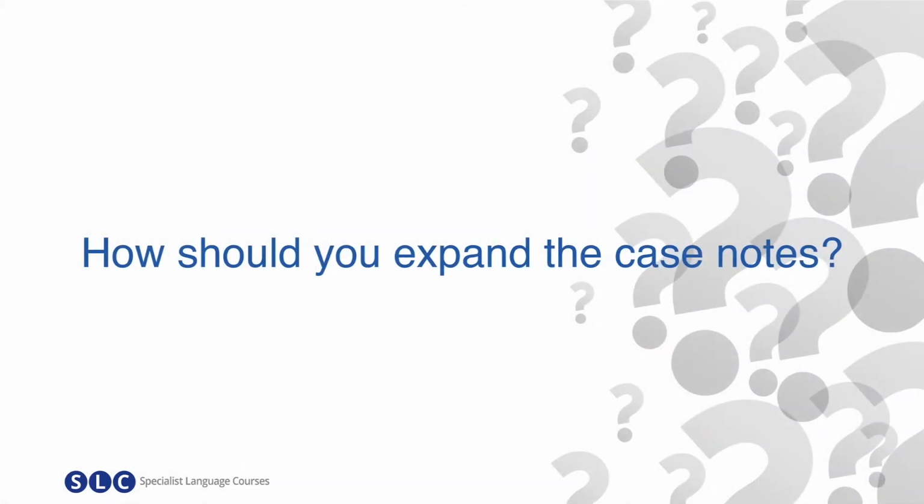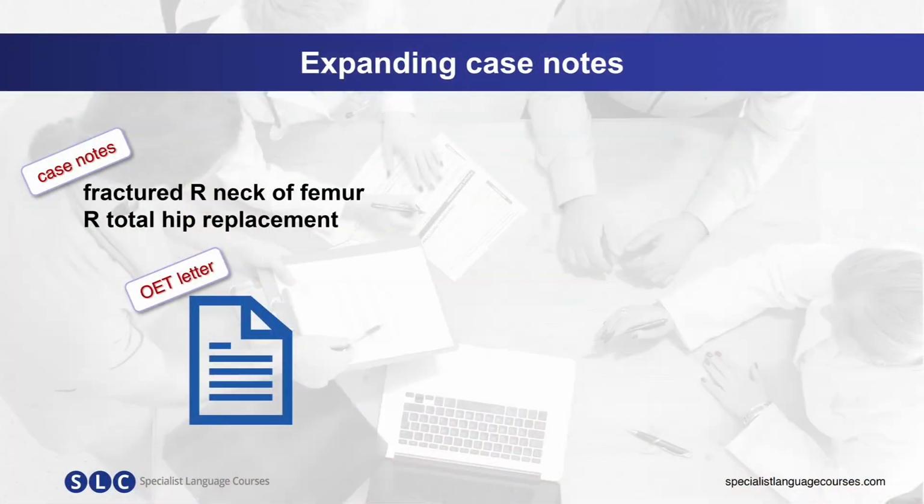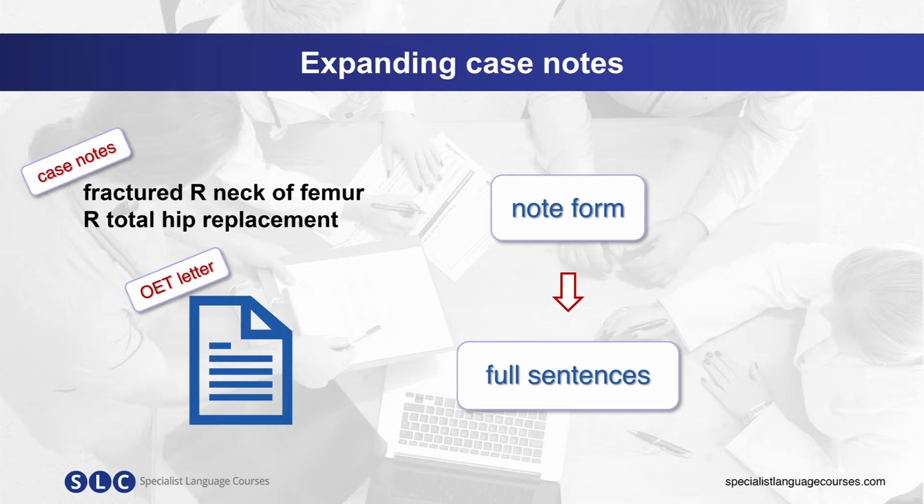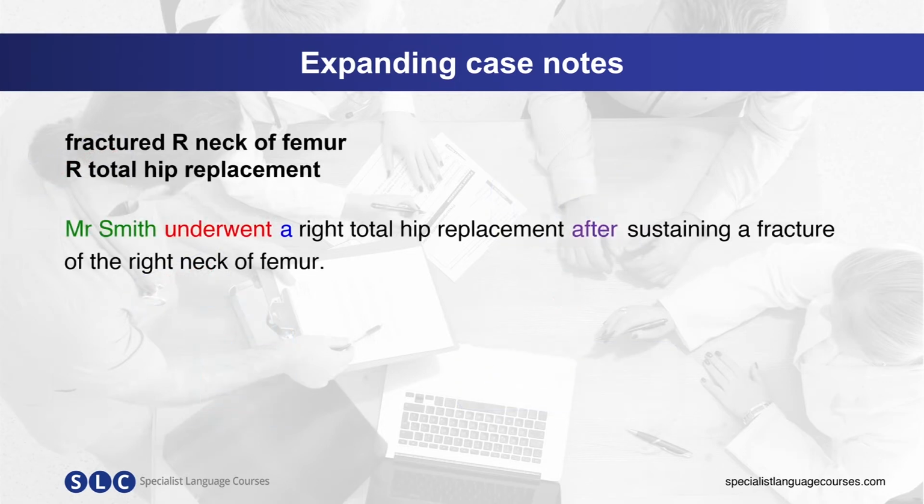How should you transform the case notes? Well, in the OET exam, the case notes are presented in note form and you need to transform these into full sentences. Let's take this as an example. Here, the case notes say fractured R neck of femur, R total hip replacement, which you can write as Mr. Smith underwent a right total hip replacement after sustaining a fracture of the right neck of femur.